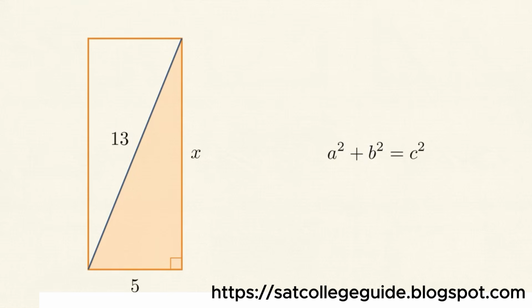Here, a rectangle has width 5 and diagonal 13. This maps to 5 squared plus x squared equals 13 squared. Squaring gives 25 and 169. Subtracting 25 leaves x squared equals 144, so the missing side is 12.